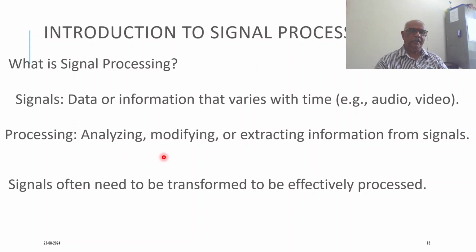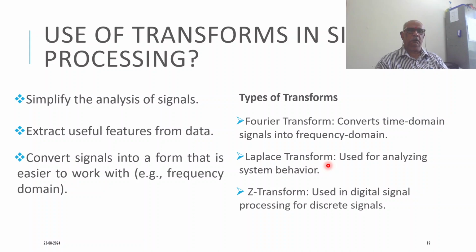Processing means analyzing, modifying, or extracting information from a signal. The signal often needs to be transformed to be effectively processed. So the use of transforms in signal processing is to simplify the analysis of the signal, extract useful features from the data, and convert the signals into a form that is easier to work with. For example, the frequency domain, we'll be talking about that.